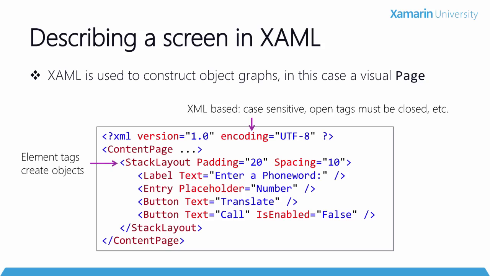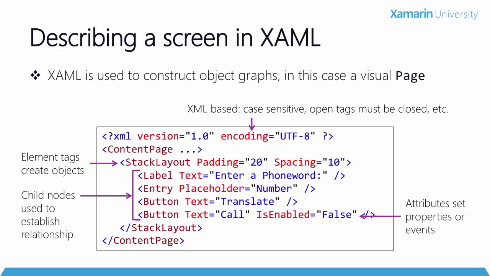Element tags are going to create objects. Conceptually, you can think of this as a new operator. Attributes will set property values or wire up events. And parent-child relationships in XAML are translated to ownership relationships for the objects being created.